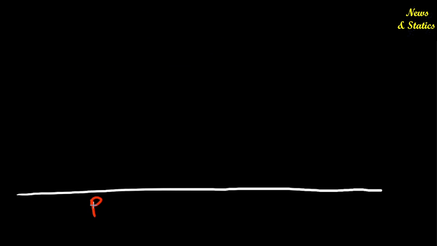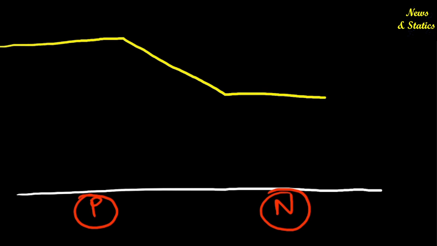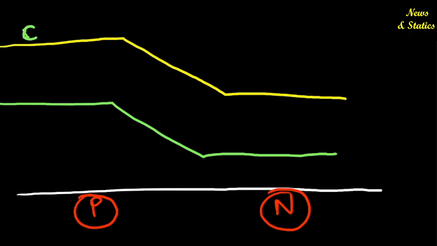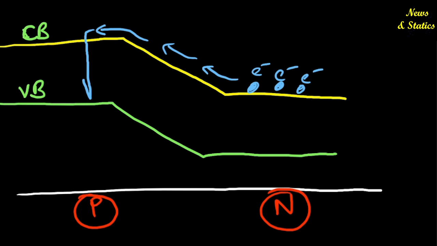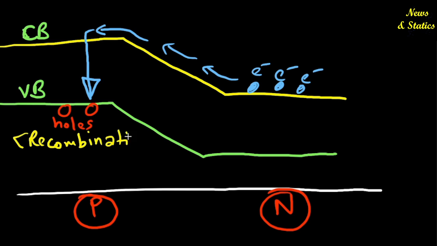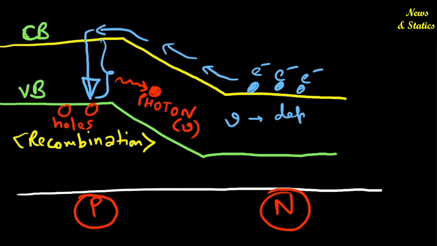Let's understand. This is the band diagram. This is the P side, the N side, the conduction band and the valence band. When it's in forward bias, the electrons in the conduction band of the N side move and then they drop down into the valence band of the P side and recombine with the hole there. And when they drop down, the same spontaneous emission happens. What is the frequency of the emitted light? That depends on the material used.